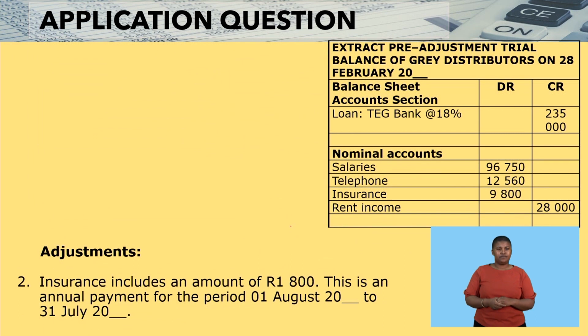Let's come now to adjustment number 2. Adjustment number 2 reads: insurance includes an amount of 1,800. This is an annual payment for the period 1st of August to 31 July. You have to understand that our financial year is ending on the 28th of February. So if we have paid an annual amount which ends on the 31st of July, we have some amounts that have been paid in advance.